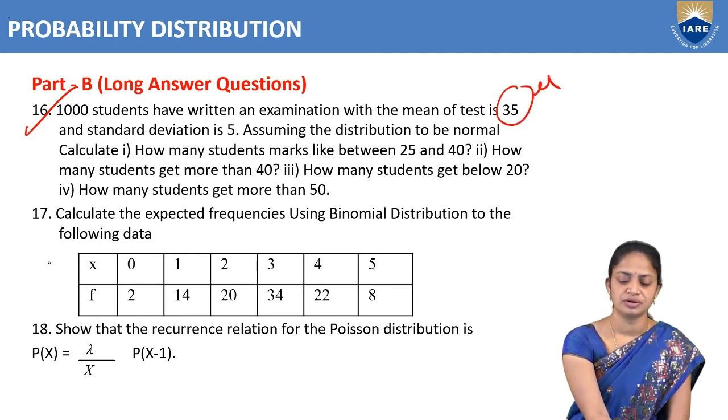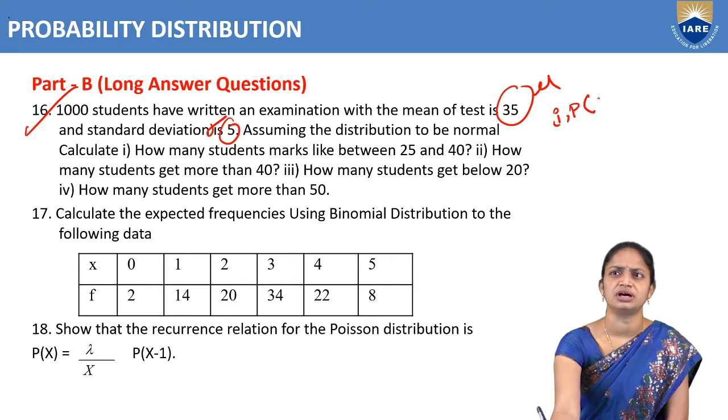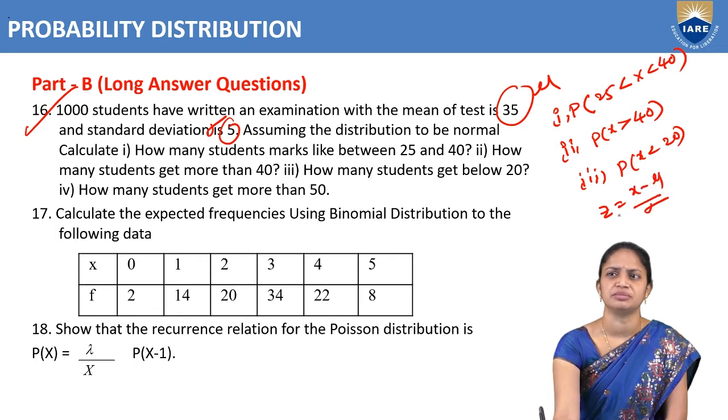Now, coming to the 16th question, 1000 students have written an examination with mean mu equal to 35 and sigma equal to 5, and we need to calculate three cases. The first one is probability of 25 less than x less than 40, and we can write less than or equal to also. Then x more than 40. The third case is p of x less than 20. Here we have to use the x minus mu by sigma formula.